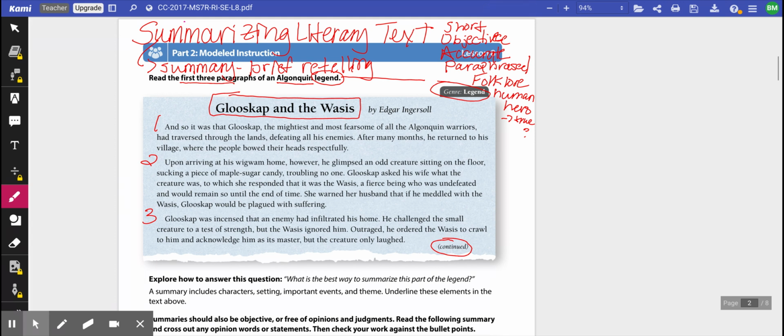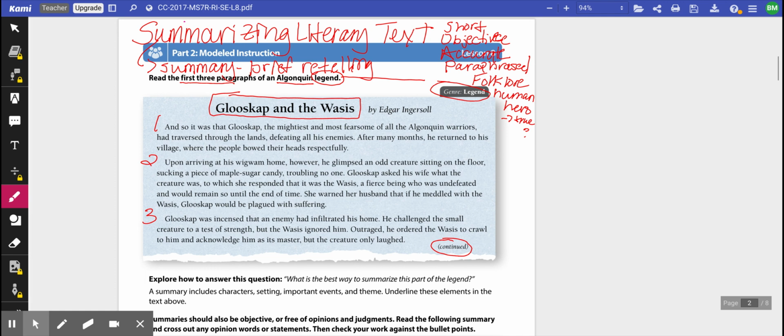So here we go. And so it was that Gloosclap, the mightiest and most fearsome of all the Algonquian warriors, had traversed through the lands, defeating all his enemies. After many months, he returned to his village, where the people bowed their heads respectfully. Upon arriving at his wigwam home, however, he glimpsed an odd creature sitting on the floor, sucking a piece of maple sugar candy, troubling no one. Gloosclap asked his wife what the creature was, to which she responded that it was the Wessis, a fierce being who was undefeated and would remain so until the end of time.